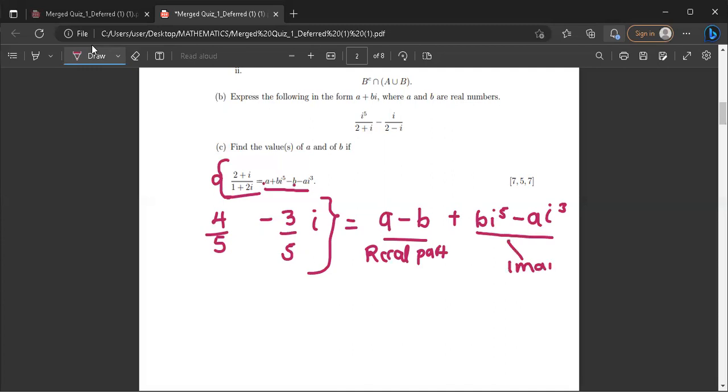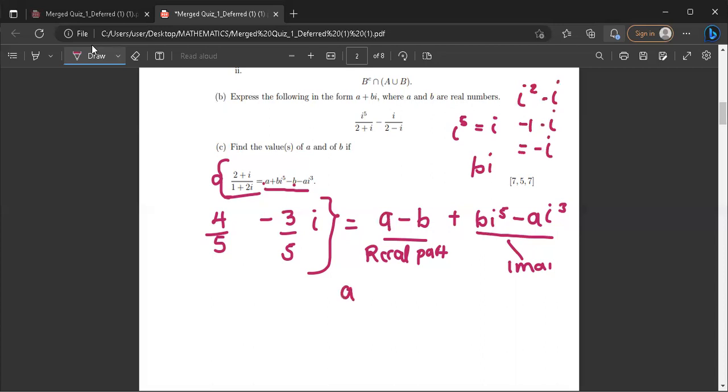We have already found out that i to the power 5 is just the same as i. So this part here is just bi. Then you know that i to the power 3 is just the same as i squared times i, isn't it? You know that i squared is -1, so -1 times i is just -i. So this i to the power 3 is just the same as -i.